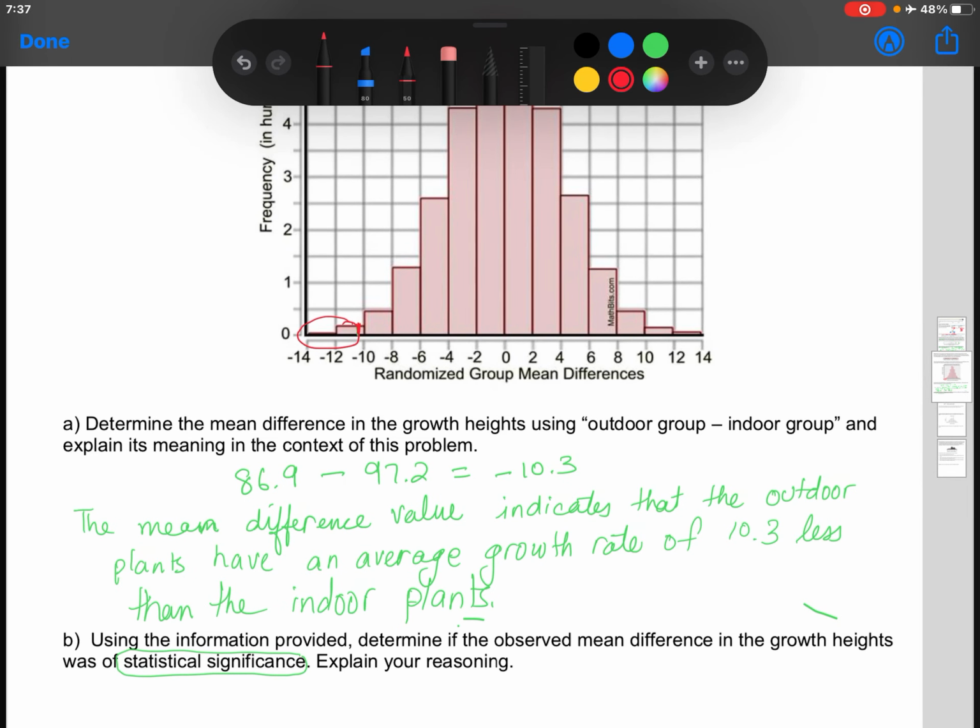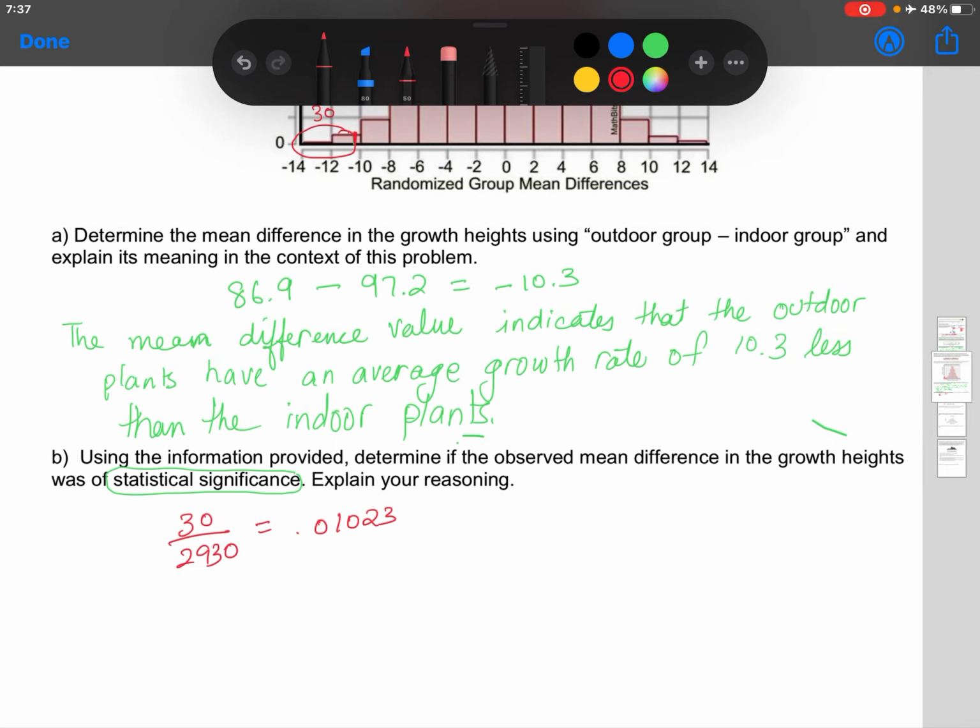So what is 30 out of 2930? Because that's what the n was, right? That's how many simulations we ran. It is 0.01023. So you're basically looking for this number. Does that lie in that 2.5 range or no? If it does, then you're good. If it does not, then you're not good. So which is what? Isn't that kind of 1%? So 1% is in that 2.5 range.